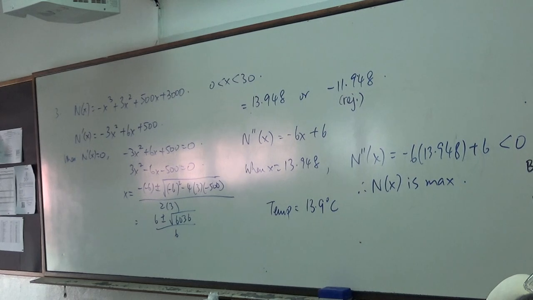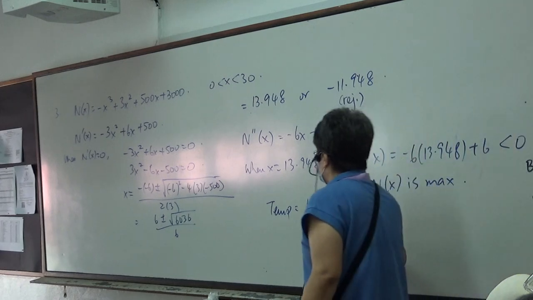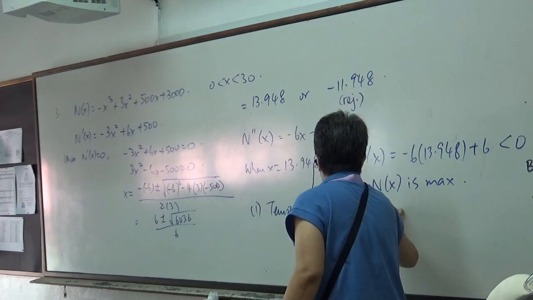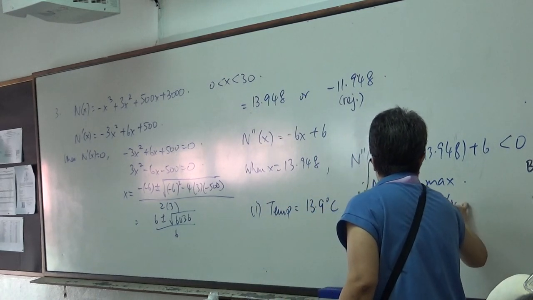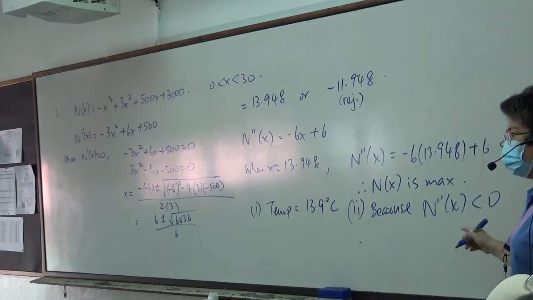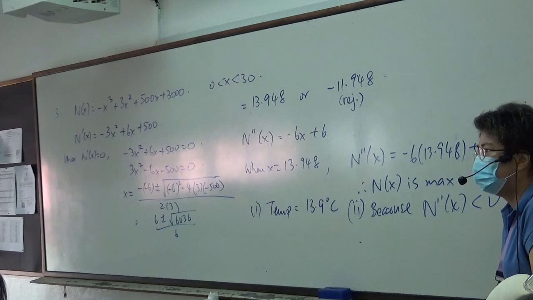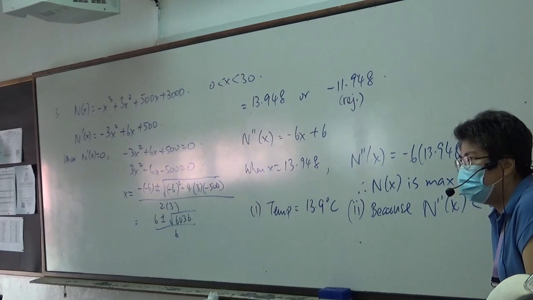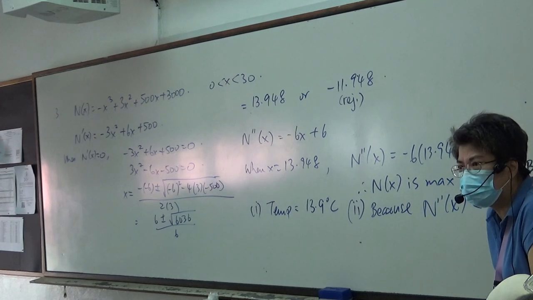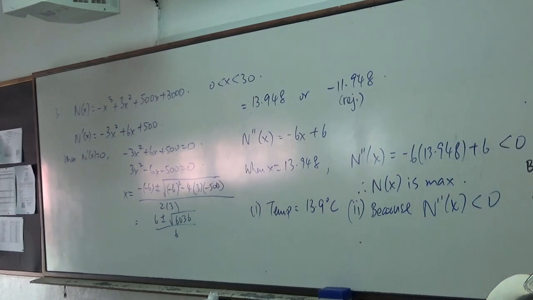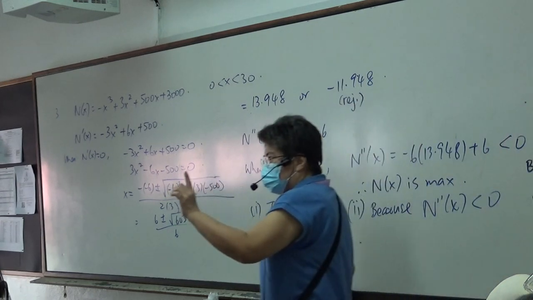Explain why this temperature gives the maximum bacterial population. This is part 2. Because why? Because N double prime x is less than 0. Actually, I find this redundant. If you need to show the picture, you must show this. Agree what I'm talking about? Yes or no, class? Do you understand what I'm saying here? Yes or no?